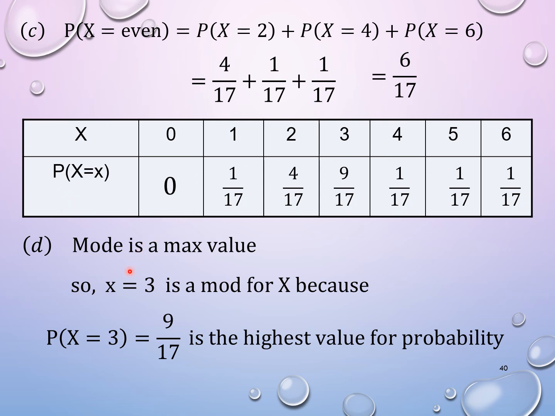And lastly, you need to find the mode. Mode is the maximum value. So x equal to 3 is the mode for x because probability x equal to 3 is equal to 9 over 17, which is the highest value for probability. If we see over here, the highest will be 9 over 17. So we can say this is the highest.